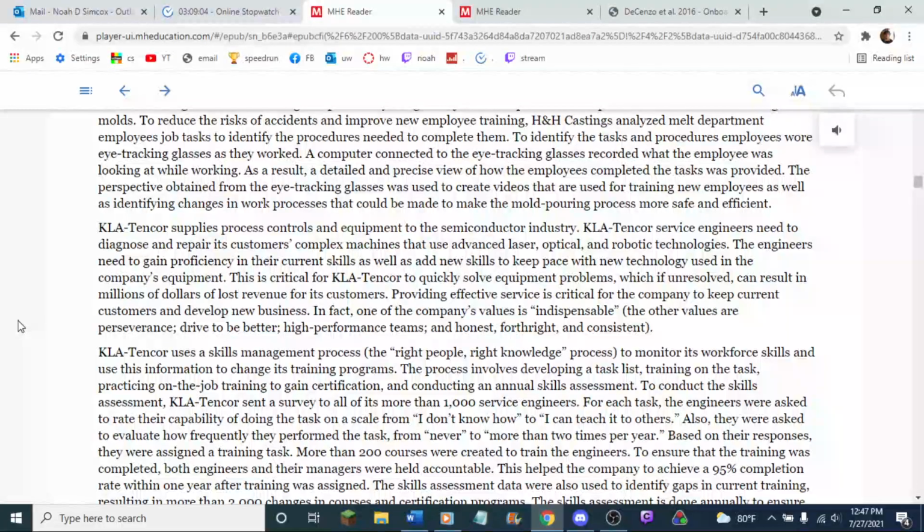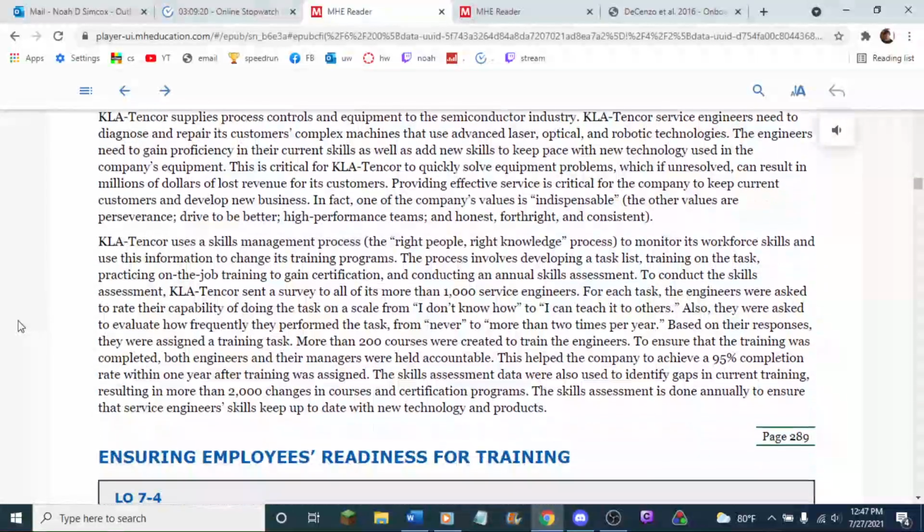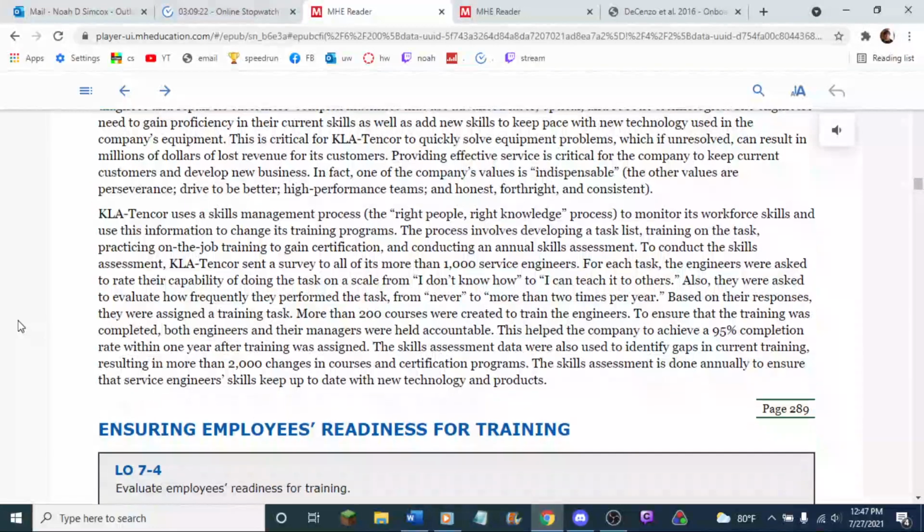In fact, one of the company's values is indispensable. The other values are... KLA Tencor uses a skills management process, the right people, right now process, to monitor its workforce skills and use this information to change its training programs.